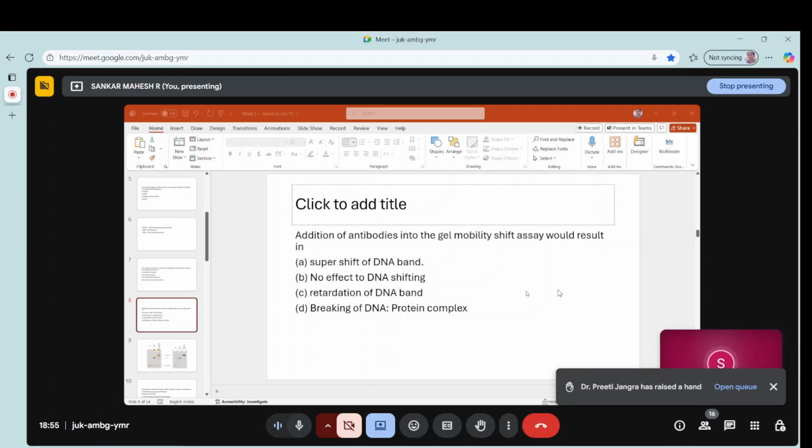Why would anyone want to do this gel mobility shift assay? Like whether the DNA is bound to the protein or not. Yeah, so whether your protein is bound to your DNA or not, that is the goal. That is what people usually use this for, not the DNA binding to protein. So if you want to confirm if the protein is binding to DNA, would your antibody be raised against your protein or the DNA?